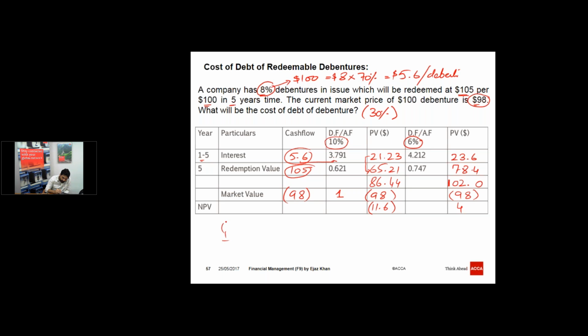Okay, let's now calculate IRR, which is actually our cost of debt. So we'll write the lower rate, that is 6. We'll write the positive NPV, which is 4. We'll divide it by the sum of the positive and negative NPV, that is 4 plus 11.6, multiplied by the difference of the higher and lower rate, that is 10 minus 6. So what's the answer?